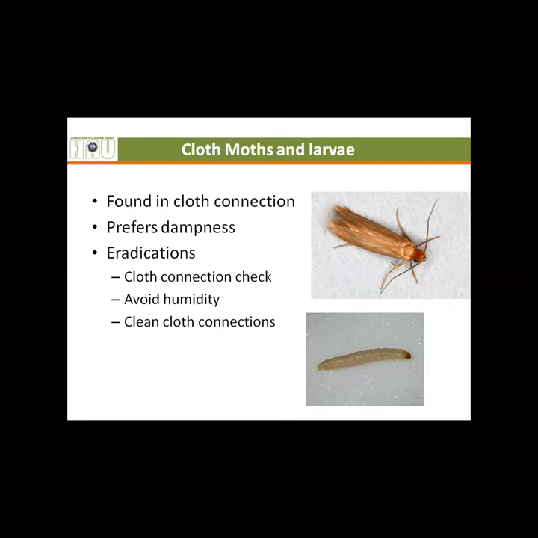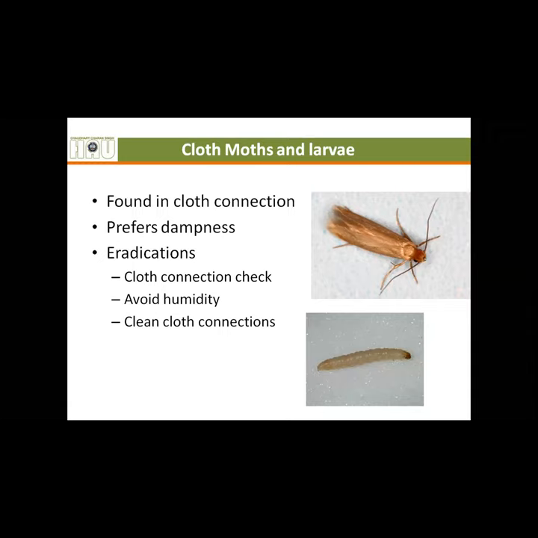But within that 1 week, there should not be any breeding or presence of this larva. Whenever you are checking your cloths, you should not find any larva in them. Suppose I am checking my cloth connection after 2 days, and I am finding larva over there, then I have to reduce the time and increase my frequency. I have to check these on a daily basis.